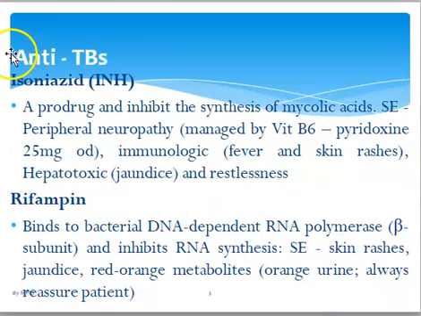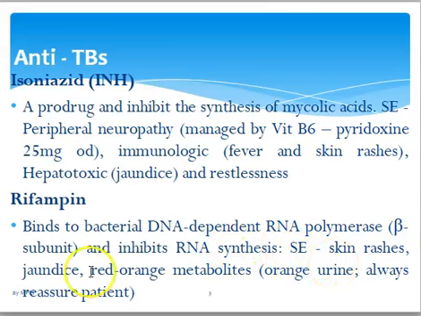Now, of course, INH or isoniazid is a prodrug, and it inhibits synthesis of mycolic acid. Side effects: it can cause peripheral neuropathy. This one is managed by giving vitamin B6 or pyridoxine tablets, 25 milligrams OD. We also have immunologic side effects such as fever, skin rash. It's also hepatotoxic and causes jaundice. Now, if it is given with DTG, the ARV, they have problems. Also restlessness.